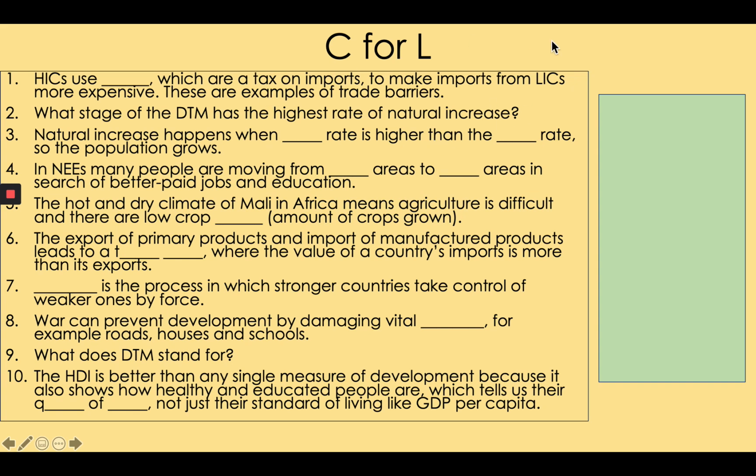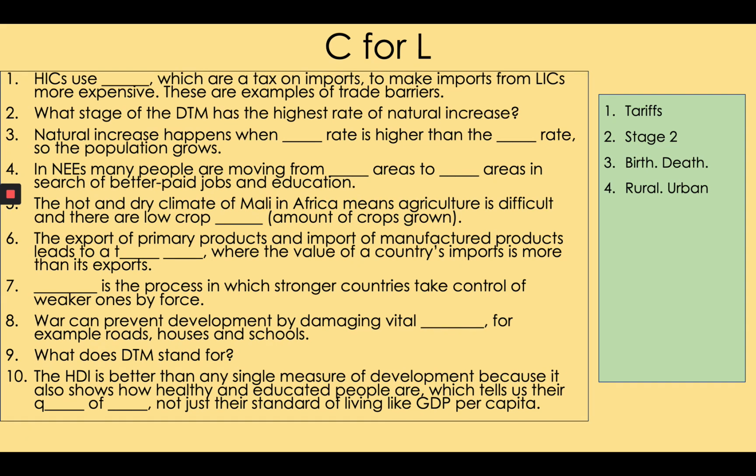Okay, number 1. HICs use tariffs, which are a tax on imports, to make imports from LICs more expensive. These are examples of trade barriers. 2. What stage of the DTM has the highest rate of natural increase? You should have put stage 2. 3. Natural increase happens when birth rate is higher than the death rate, so the population grows. 4. In many years, many people are moving from rural areas to urban areas in search of better paid jobs and education.